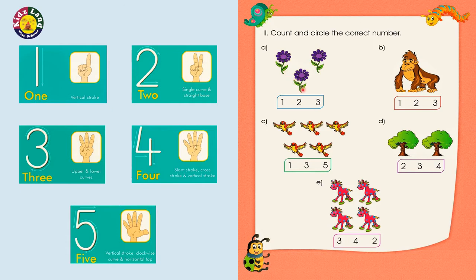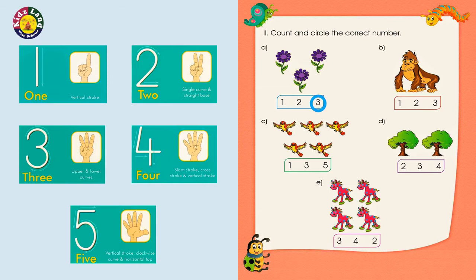So how many flowers are there? 1 flower, 2 flowers and 3 flowers. So what should I do? I have to circle the number 3 there. See, this is another type of activity where we are not going to write the number, but we have to select the number and circle it.